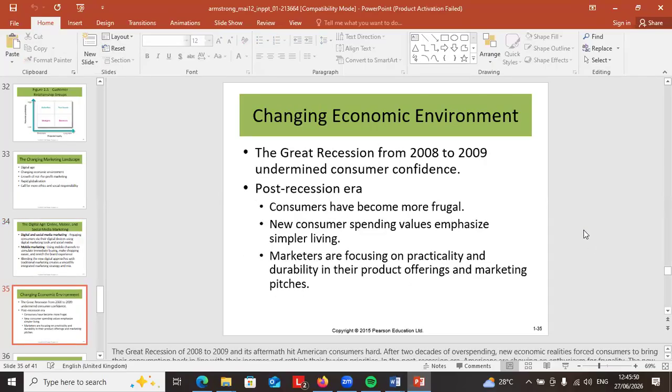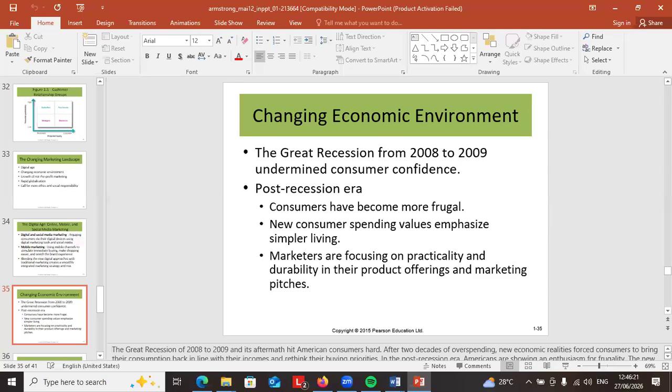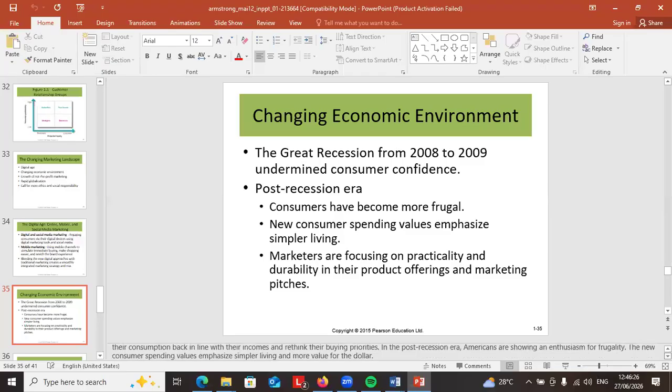The next factor influencing the marketing landscape in the 21st century is the changing economic environment. Of course, the Great Recession of 2008 to 2009 and its aftermath hit consumers hard. And so after almost 2 decades and still counting of overspending, new economic realities have forced consumers to bring their consumption back in line with their incomes and rethink their living priorities.